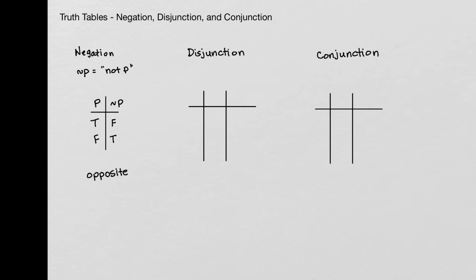Now we look at disjunction and conjunction. For both of these, we have two variables. So we're going to have more rows to our truth table. So with disjunction, we have P or Q. And so I'm going to put P and Q for the column headings. And then for P, my truth values could be true or false.